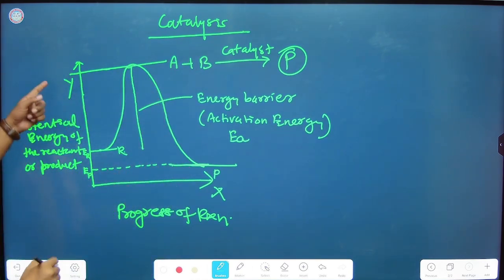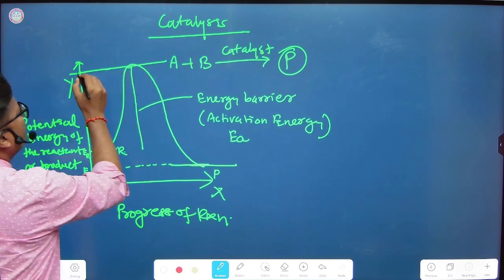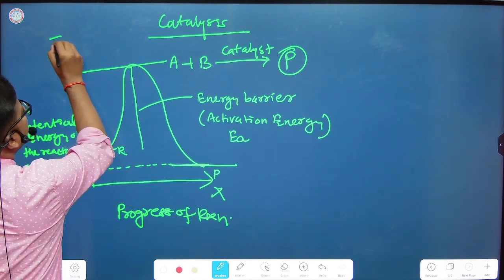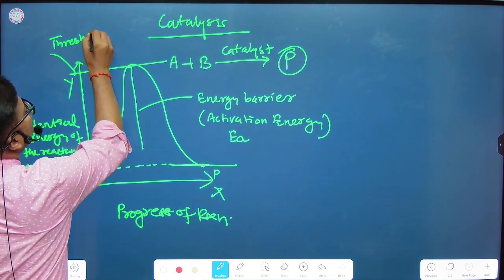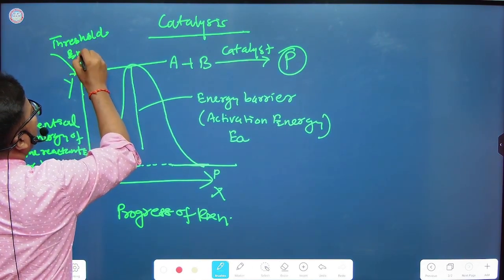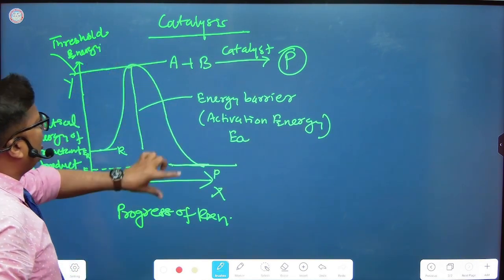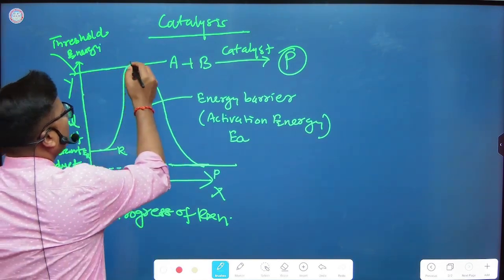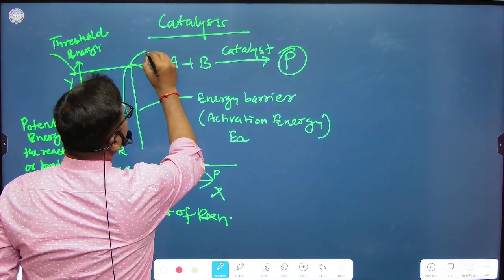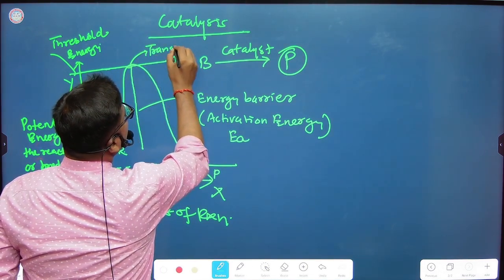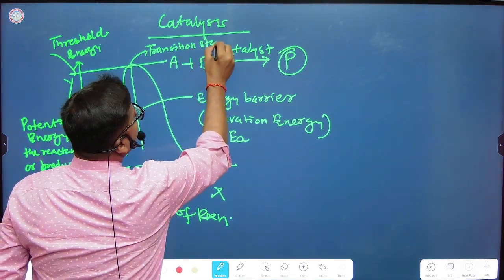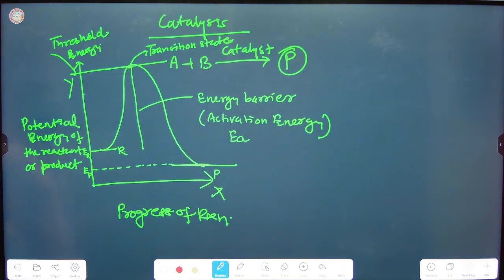right? So this level is called threshold energy or threshold point, right? And the peak of this curve is called the transition state, right? So this is the transition state, and you can simply say this is the potential energy diagram of a particular kind of reaction.